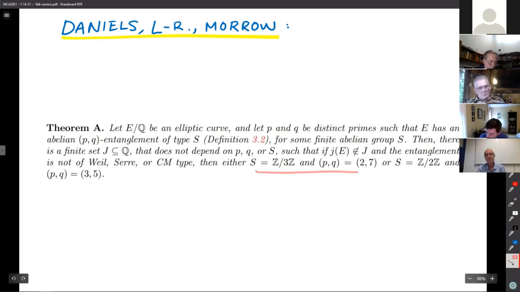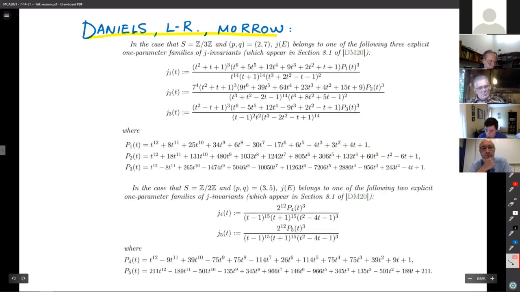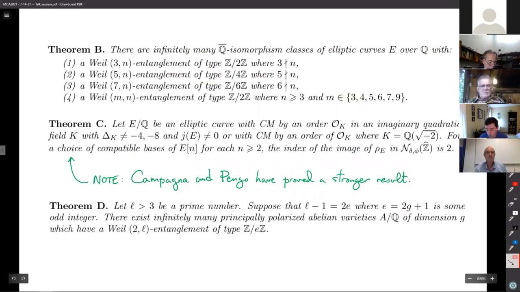So there are infinitely many of them, and there can be infinitely many in some cases. We do have a full classification of when those happen. We have all the j-invariants where those infinite families of entanglements happen, so we have those completely classified, and we've done other work to construct other types of Weil entanglements. We've also done some work that is a little bit more technical, about what the image of the Galois representation is in the CM case.